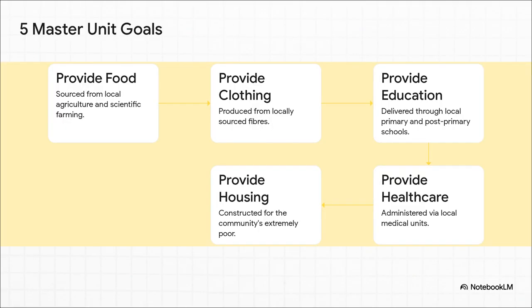And every single master unit is built on 5 essential pillars, and these are designed to guarantee the basic dignities of life. We're talking about providing food from local agriculture, clothing from local fibers, education through local schools, healthcare from local medical units, and housing for those who need it most. It's all sourced and managed locally, for the community, by the community.